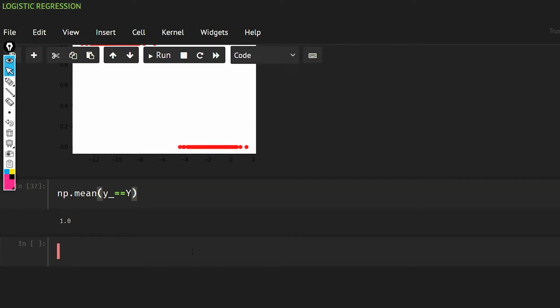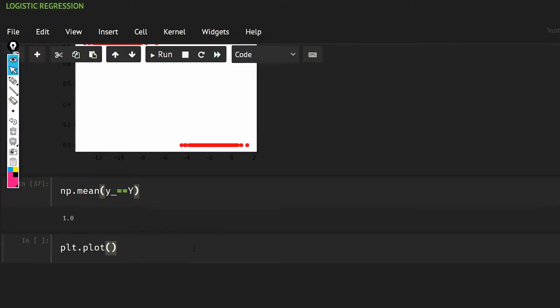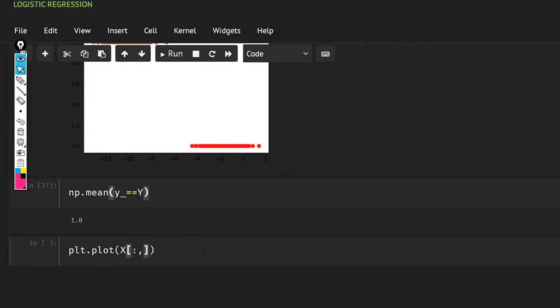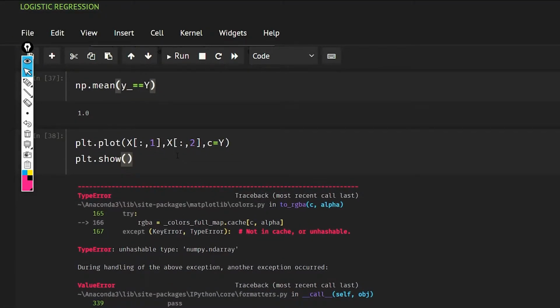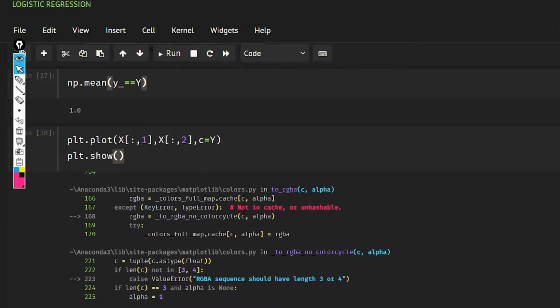So to solve this problem, we are going to represent this data in a much better manner. For that, I'm going to use plt.plot, and instead of plotting between x and y, I'm going to plot between the first feature and the second feature. I'm not going to take the 0th feature because that is a dummy feature, and the color I'm going to give is on the basis of our output. If we do this and call plt.show, okay, it is giving us something wrong. It should not be plot, it should be scatter.